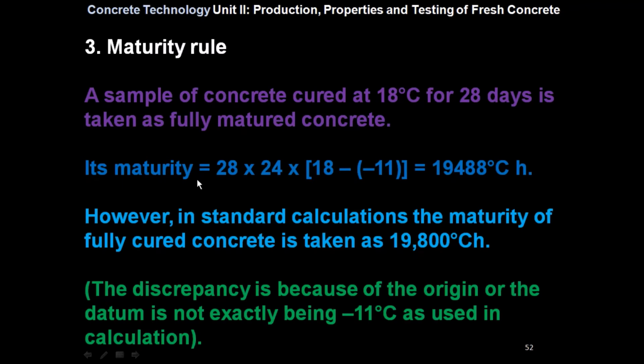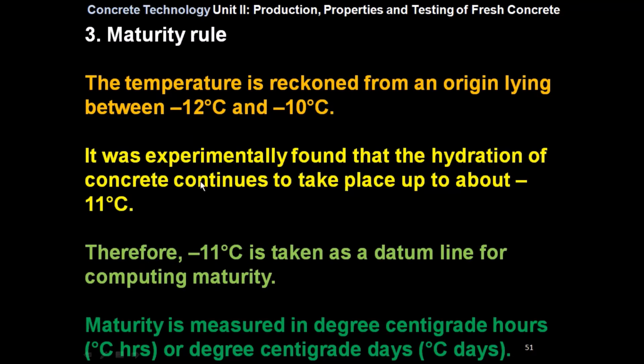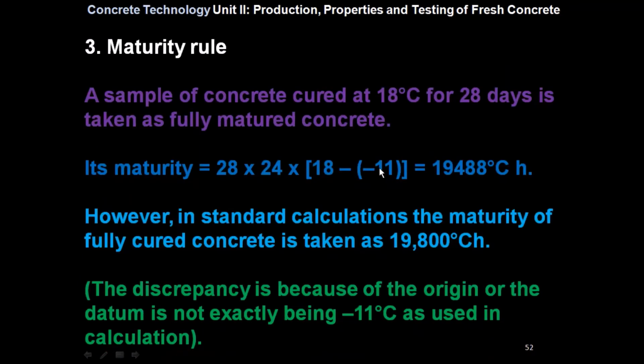A sample of concrete cured at 18 degrees Celsius for 28 days is taken as fully matured concrete. Its maturity is equal to 28 multiplied by 24 multiplied by 29. This 28 is the 28 days, multiplied by 24 hours, multiplied by 18 degrees Celsius minus 11 degrees, which is considered from the average of minus 12 and minus 10, which comes to minus 11 degrees Celsius. So the value comes to 19,488 degrees Celsius hours.